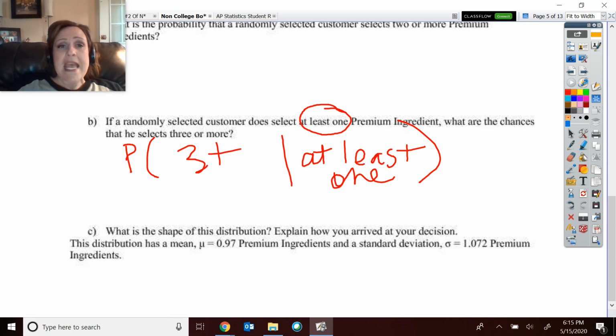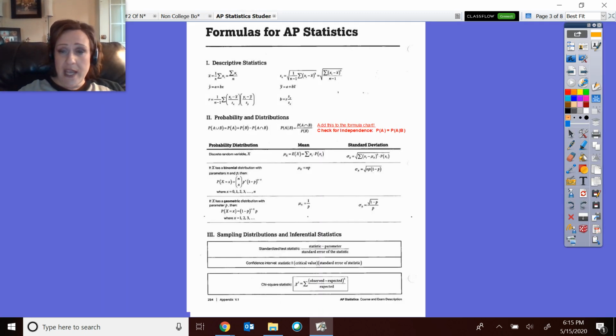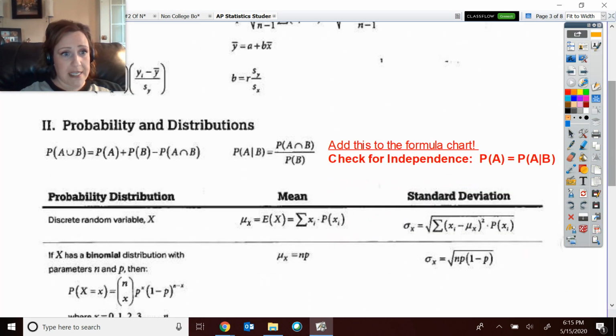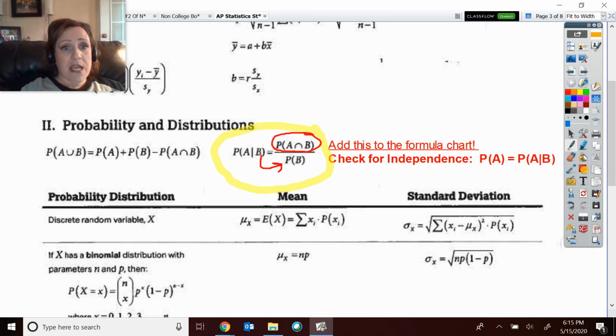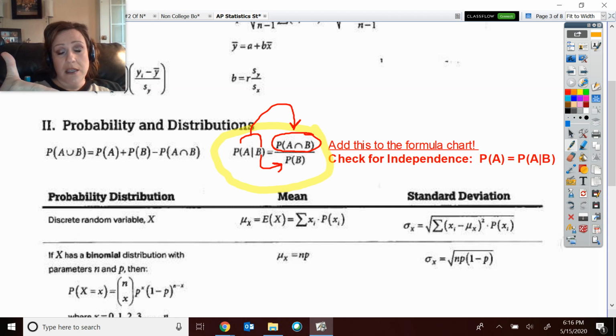Now, let's take a look at our formula chart. Here we have our formula chart, and if we go down and look at the probability section, for our discrete random variables and our probability distribution, this is, since we can use all our notes this year in 2020, something I would recommend adding to your formula chart. Oh, hold on, that's for something else later. I got ahead of myself. But here's what we're looking at. Out of all of the probabilities of getting at least one premium ingredient, notice on top here is not just all of the A's, but that intersection of A and B, meaning they had 3 or more and at least one. Well, in this case, those are the same thing. So let's do those numbers. Here's how that math looks.